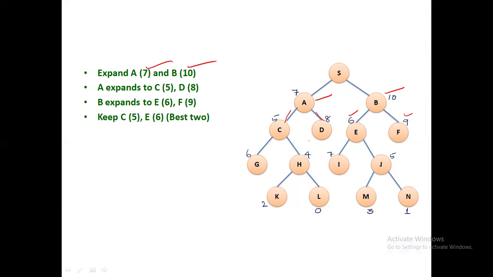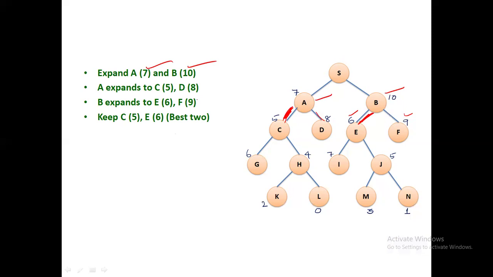We select the two nodes with the lowest heuristic value. So four values are expanded. What are the best two values? C5 and E6 will be taken into consideration because they have a lower heuristic value. The best two nodes are C of 5 and E of 6. So we update the frontier list with these two nodes and move A and B to the explored list.